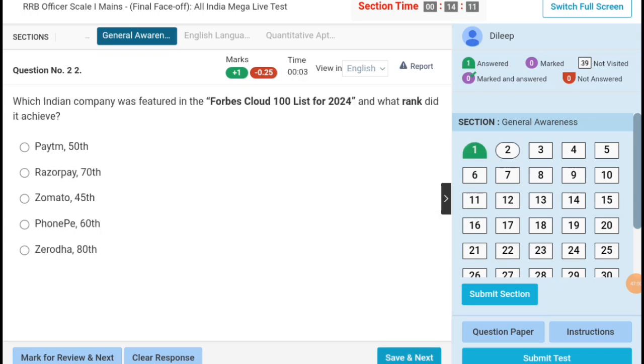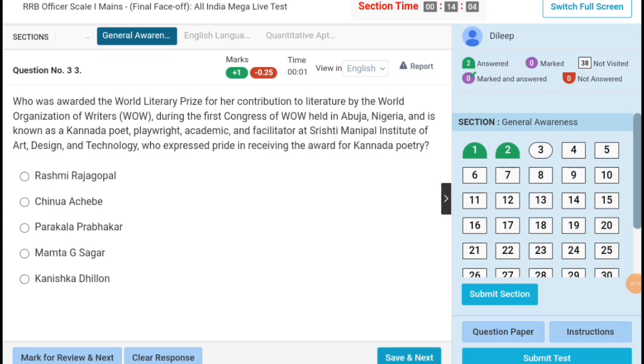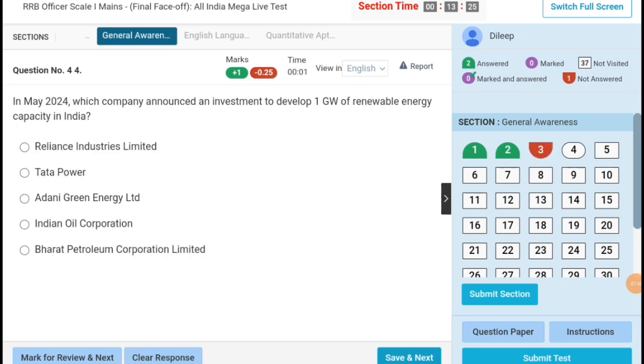Forbes Cloud 100 list, Rupay is 70th. Who was awarded the World Literary Prize for her contribution to literature by the World Organization of Writers in Kannada poetry? I think Kannada is, I don't know. In May 2024, India's 1 gigawatt capacity was announced.